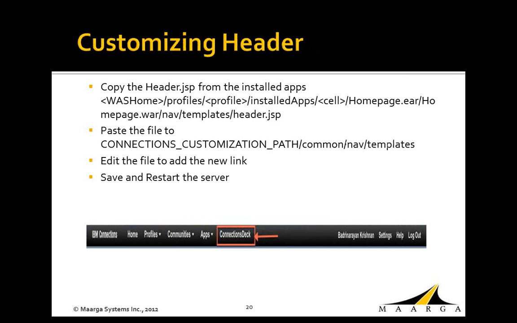So how do we customize the header? The steps are: here we copy the header.jsp from the installed apps, like how we did with the login.jsp, and paste it to the connections customization directory. Edit the file by adding the new link. I'll show you how to do that, and we restart the server, typically in a production environment. So I'll switch over to the code and show you how it is achieved.